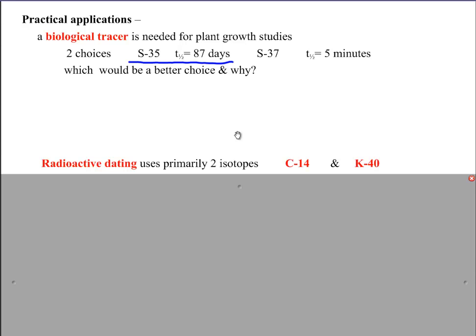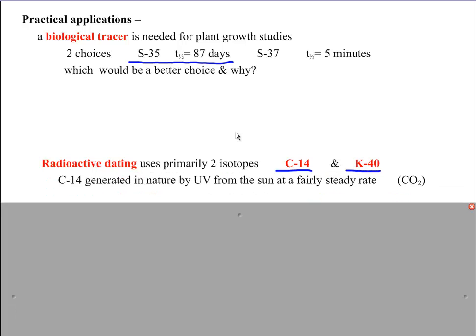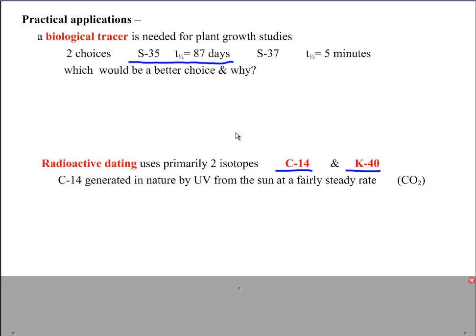Another way we can use radioactive half-lives when we're dealing with isotopes is to look at radioactive dating. Primarily archaeologists, sometimes geologists. Two primary isotopes that are used for this are carbon-14 and potassium-40. Carbon-14 is generated in nature, and it's generated generally when ultraviolet light from the sun hits carbon dioxide in the atmosphere and causes the carbon, that's usually a carbon-12 isotope, to take on 2 more neutrons that are floating around and becomes carbon-14. Carbon-14 enters the plants.